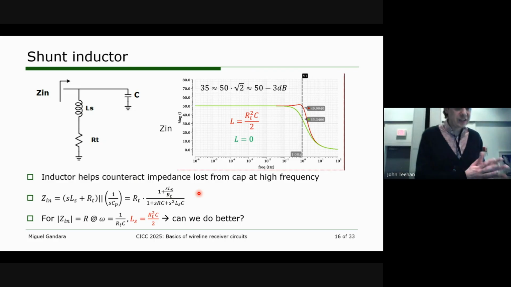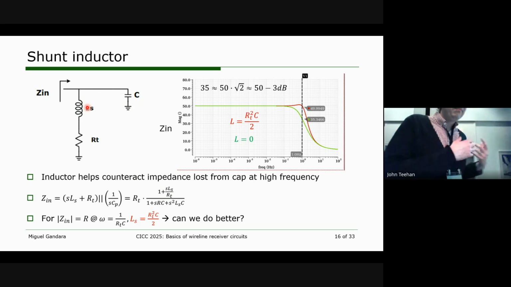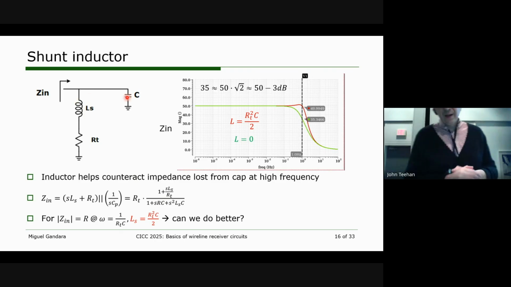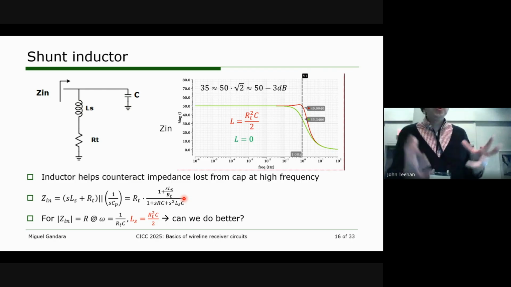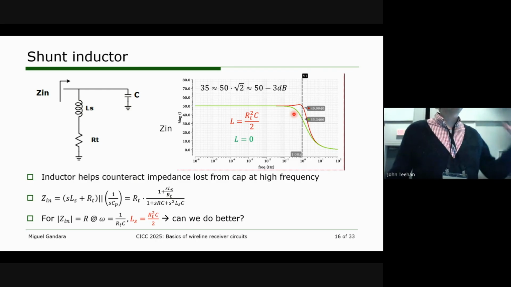Another way to look at this, of course, is that the cap starts to lose impedance at high frequency, and we can counteract that at least somewhat by adding this shunt inductor, so that we can increase the impedance from this path and get some neutralization of the lost impedance from the cap. Okay. So if we take this equation and say we want to extend the bandwidth so that the impedance is still equal to 50 ohms at 1 over RC, basically the uncompensated bandwidth of our previous circuit.